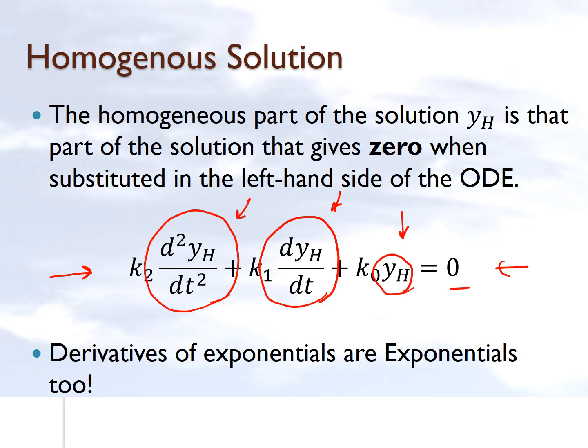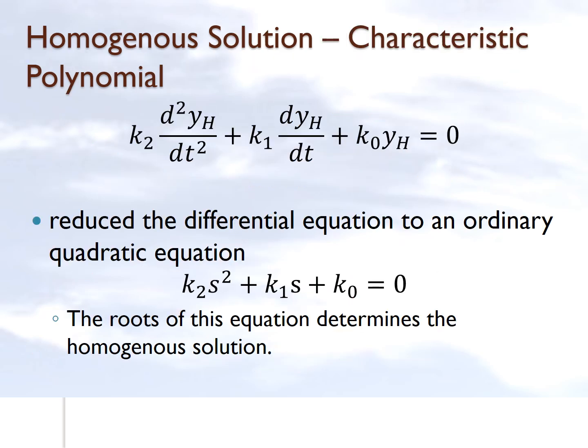This property is happening in exponentials because derivatives of exponentials are also exponentials of the same exponent, and then we can add them together using some scaling factor to get a result of 0. So this suggests that the homogeneous solution would be in the form of an exponential function.